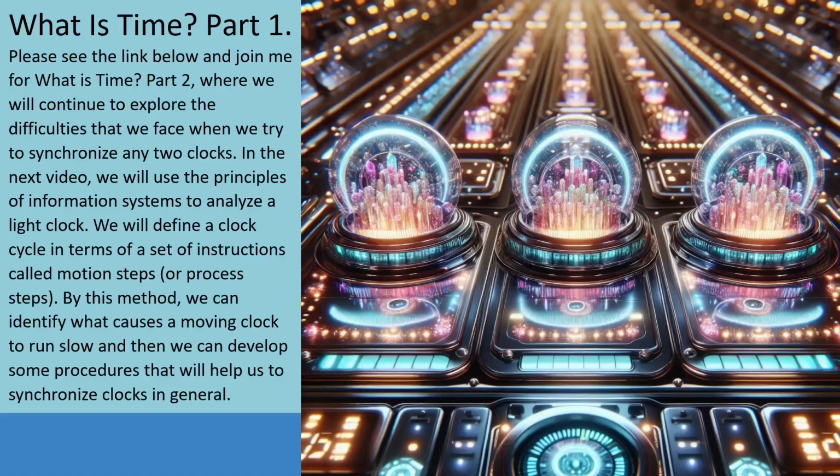Please see the link below and join me for What is Time Part 2, where we will continue to explore the difficulties that we face when we try to synchronize any two clocks. In the next video, we will use the principles of information systems to analyze a light clock. We will define a clock cycle in terms of a set of instructions called motion steps, or process steps. By this method, we can identify what causes a moving clock to run slow, and then we can develop some procedures that will help us to synchronize clocks in general.